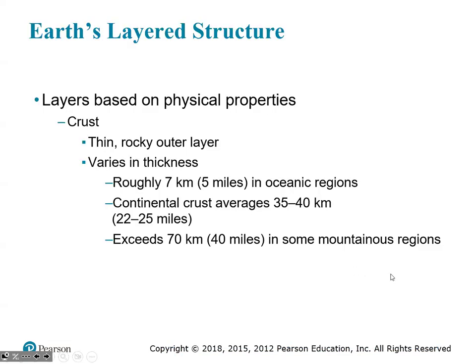So if we look at the properties of the Earth and we look at the layers based on these properties, the outermost layer is this thin, rocky outer layer, the crust that varies in thickness. It's about 7 kilometers or 5 miles thick in oceanic regions. And the continental crust averages about 35 to 40 kilometers or 20 to 25 miles thick.